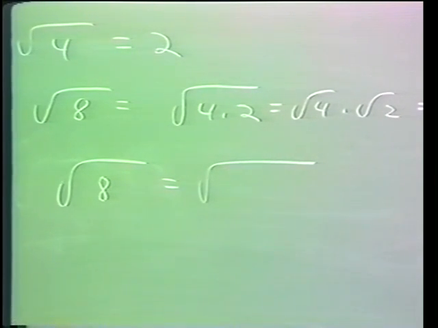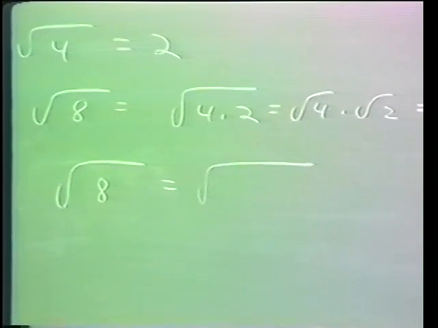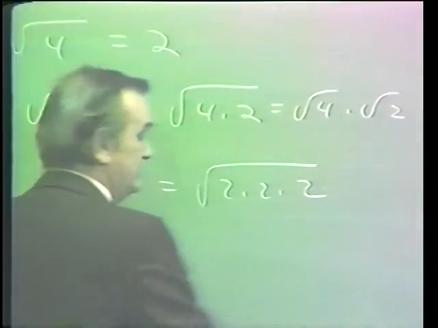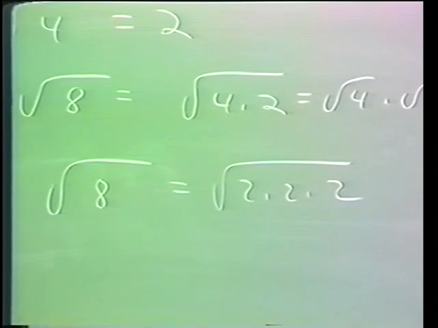Help. 8 and 1. No, prime. Prime numbers are numbers that can't be broken down anymore. 2 times 2 times 2. They are the prime factors of 8.